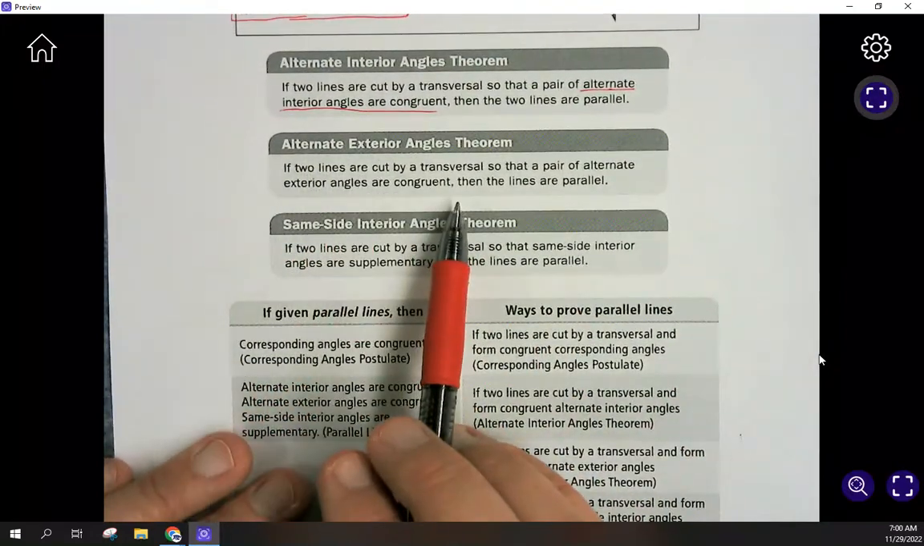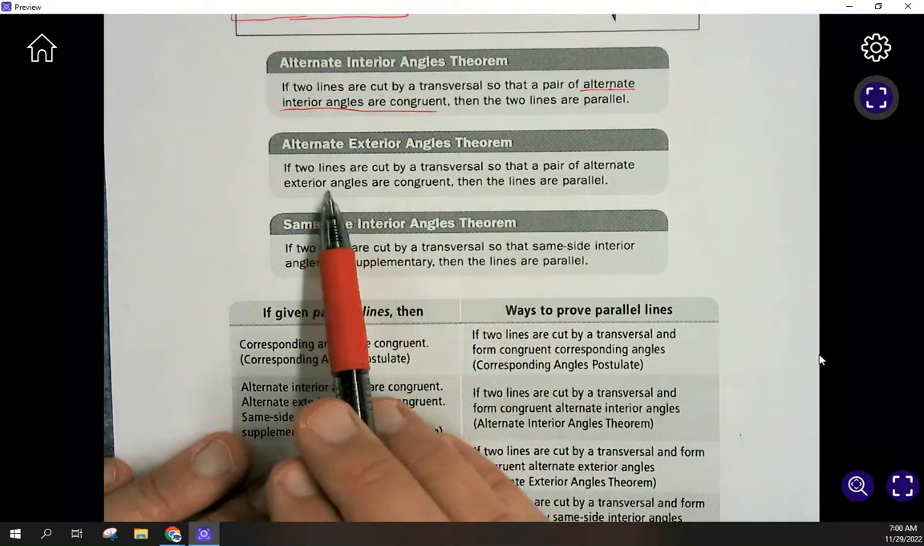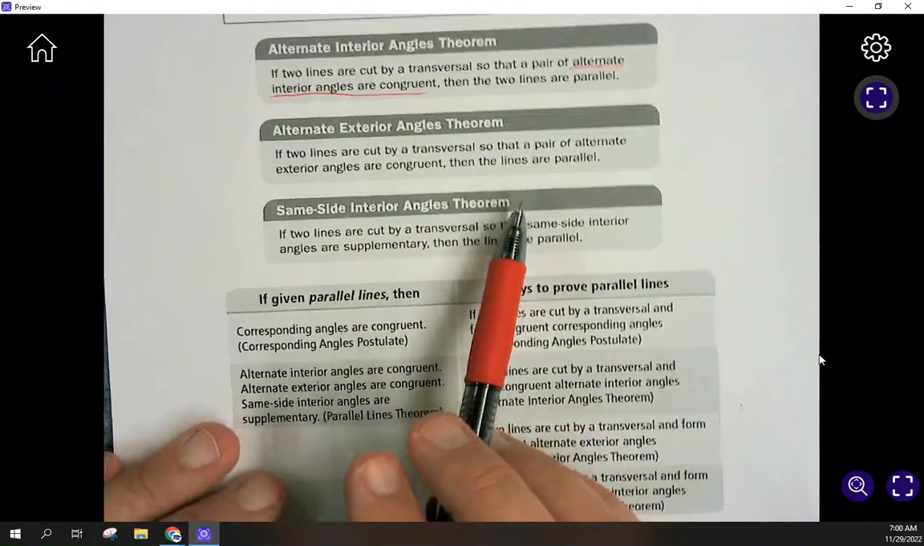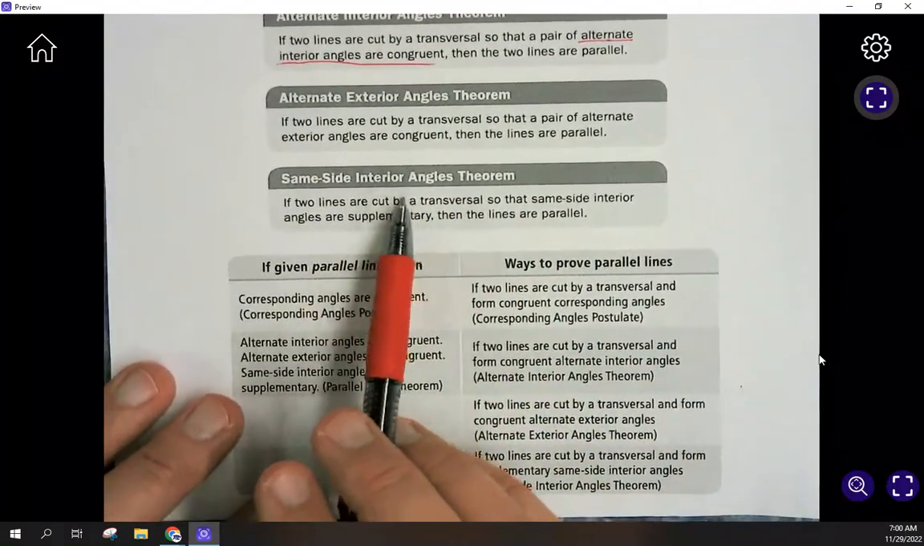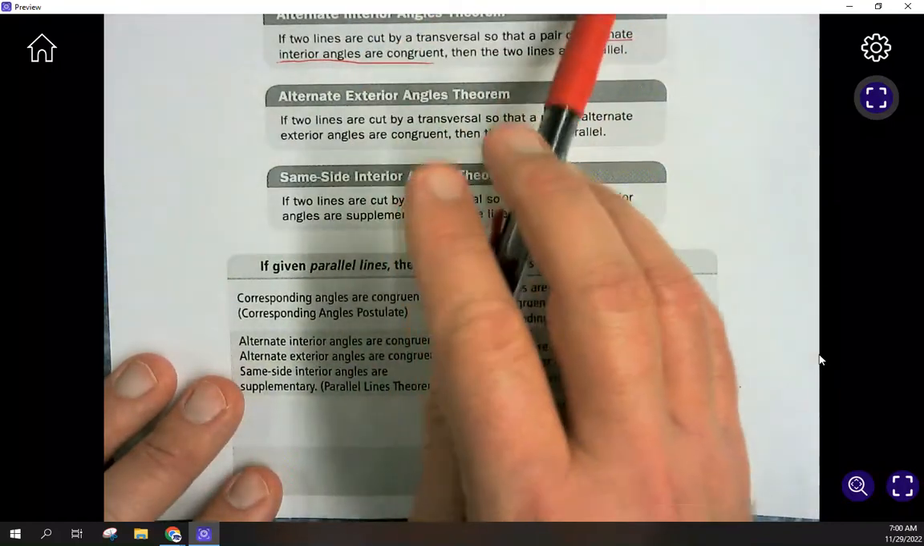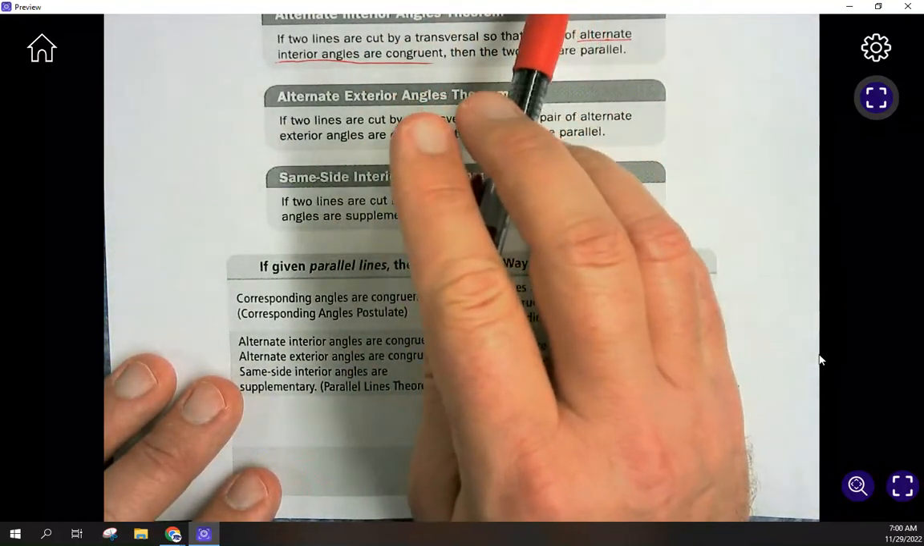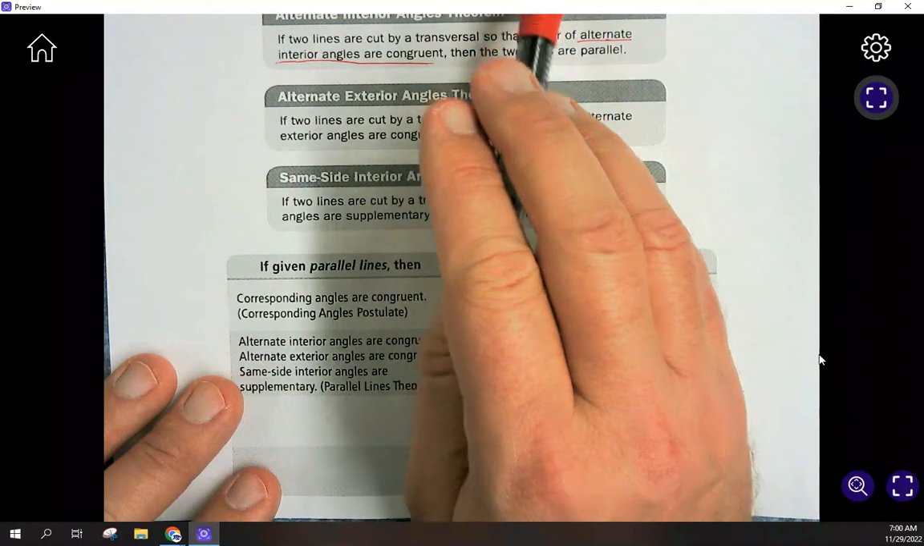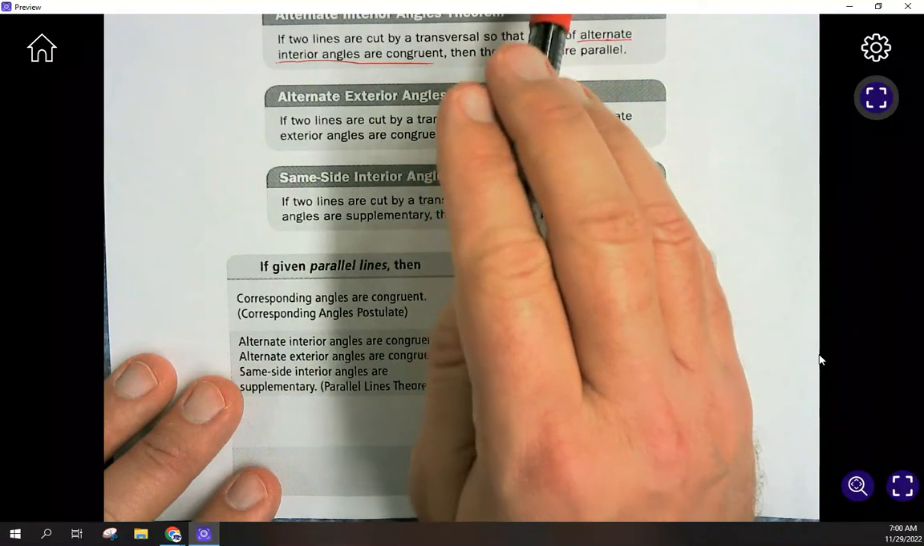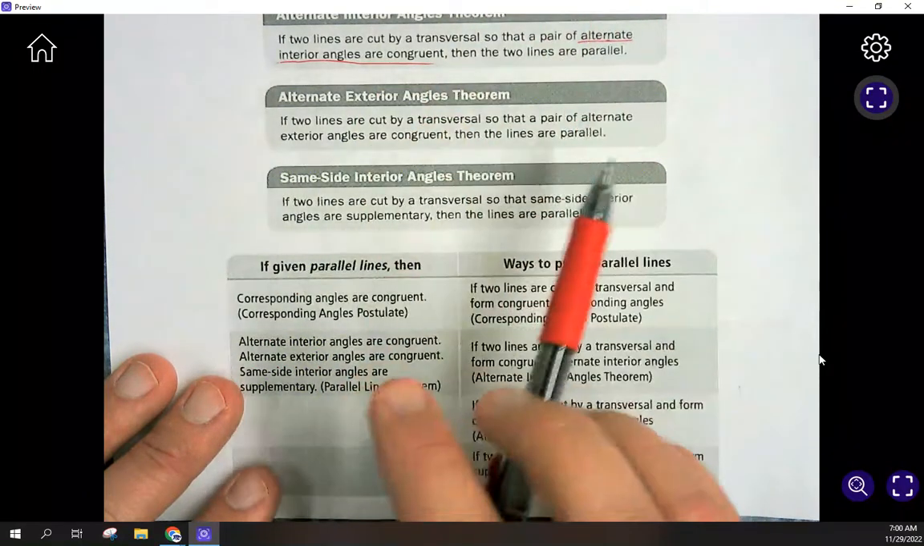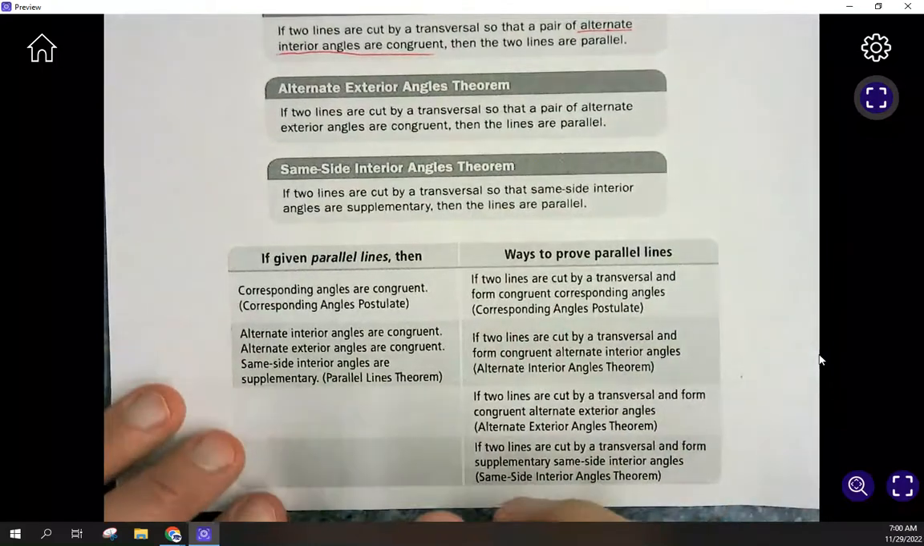Same thing for alternate exterior. All right, if alternate exterior are congruent, I know the lines are parallel. Same thing with same side interiors. If I see two lines being cut by a transversal and the same side interiors are adding up to 180, I know that they're parallel. All right, so that's what that says there.